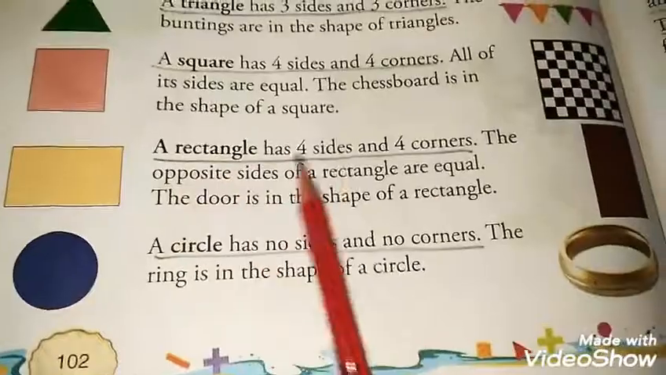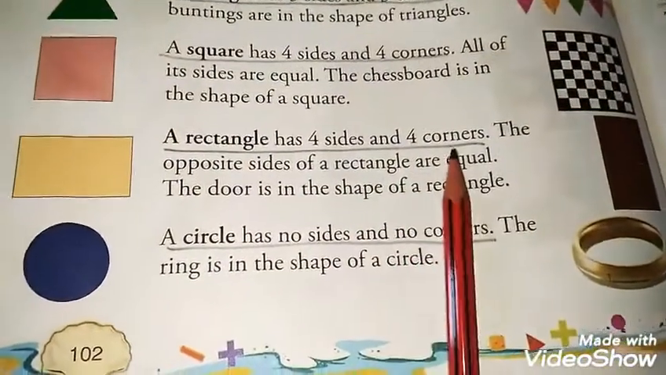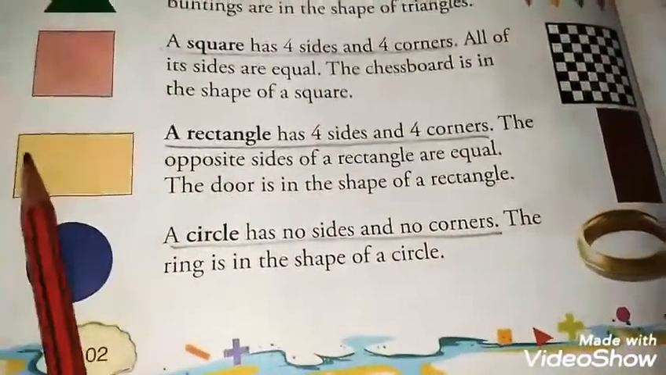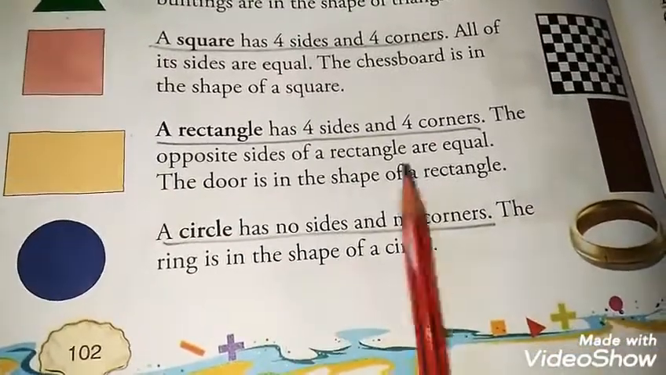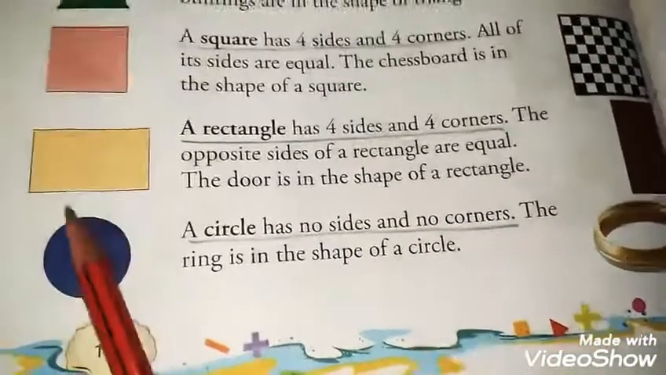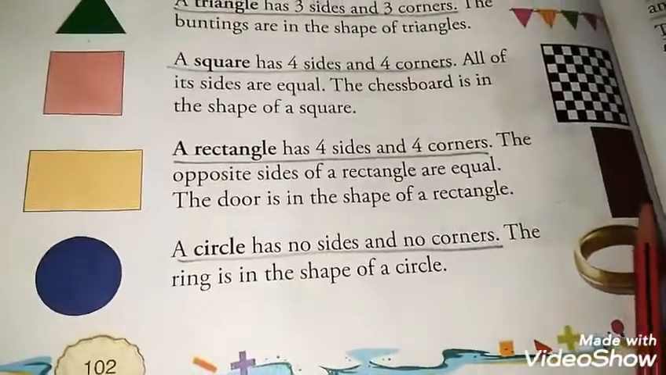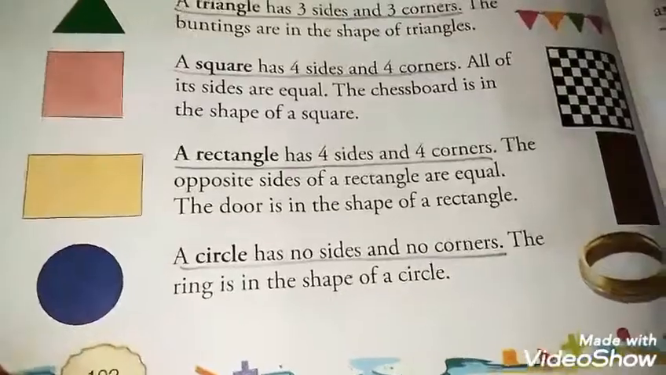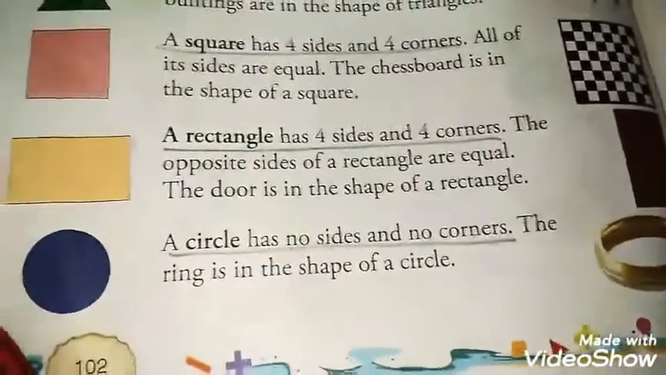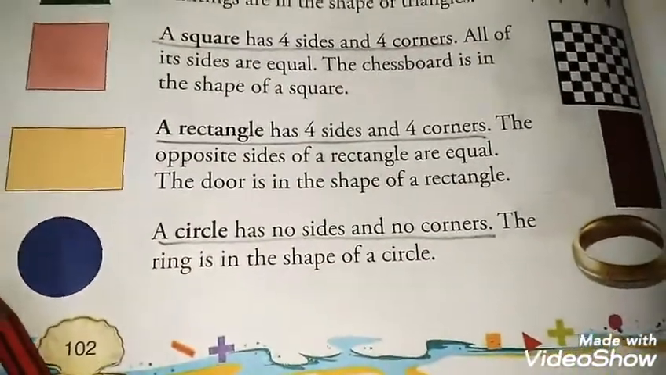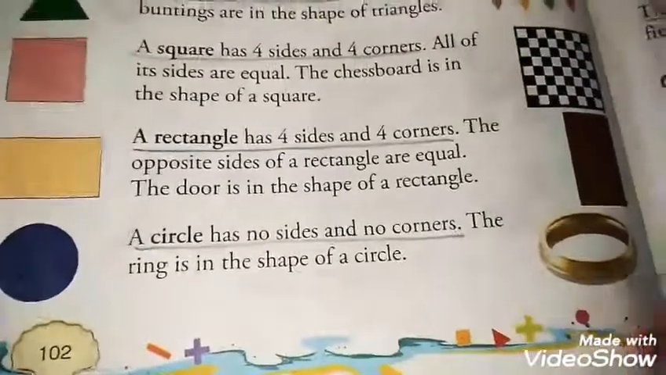Next is a rectangle. A rectangle has 4 sides and 4 corners. See, 4 sides and 4 corners, and the opposite sides of a rectangle are equal. See, this one and this one are equal, and this is equal. The door is an example of a rectangle. Next, a circle has no sides and no corners. Okay, and the ring is in the shape of a circle.